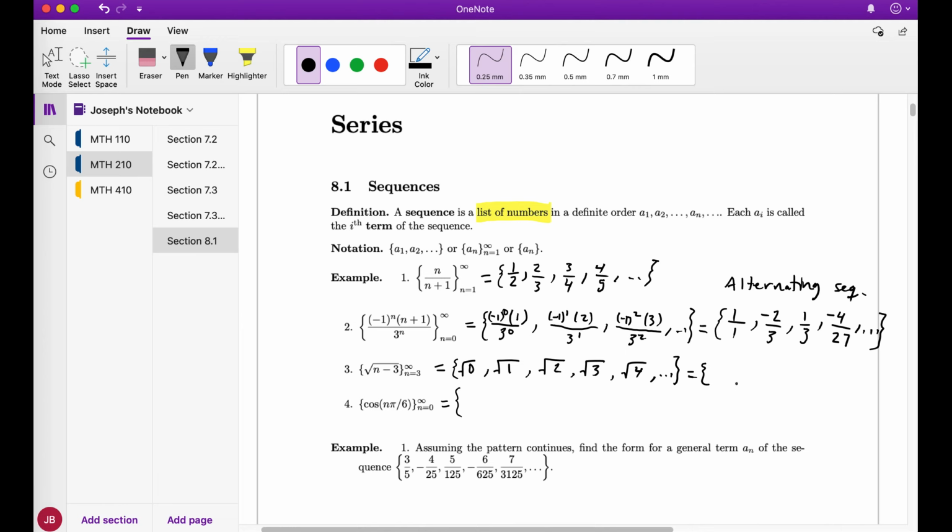And I'm just going to simplify this. Square root of 0 is 0. Square root of 1 is 1. The next 2 I can't simplify, but the square root of 4 I know is 2. The next term would be square root of 5, and so on and so forth.